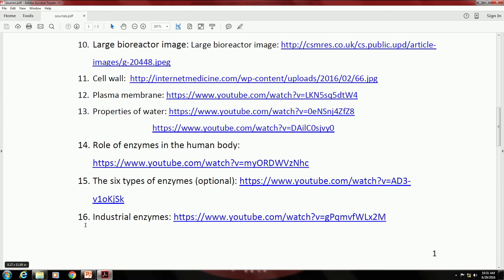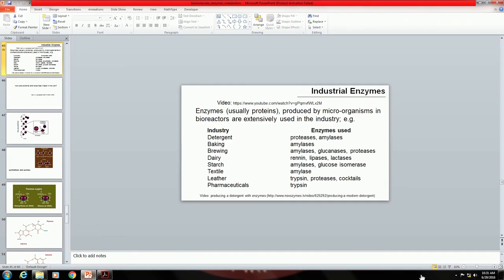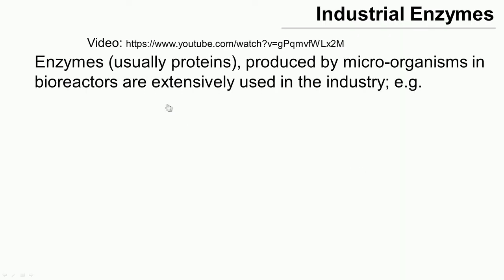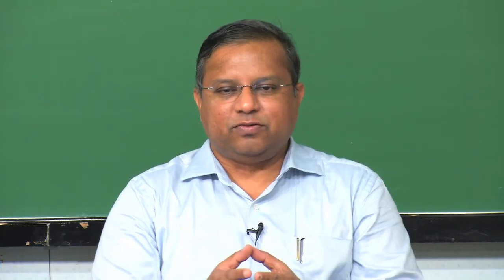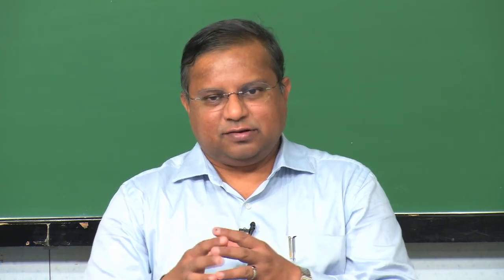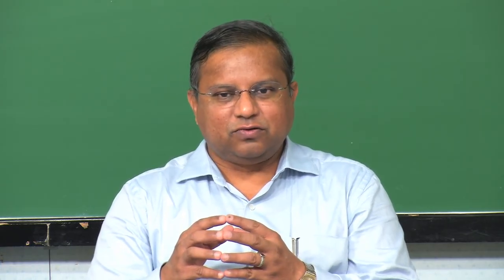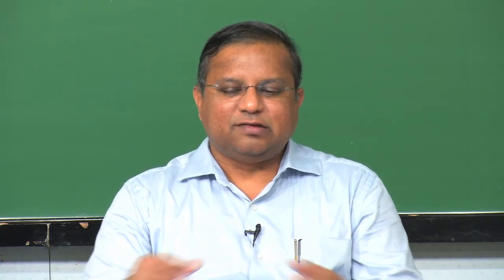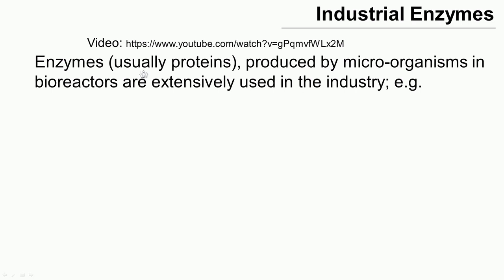For example, okay, let me just point this out to you. The industrial enzymes is video number 16. You might want to click on that and take a look at that. That is this video. Okay, please do that. Enzymes, as we said usually proteins, are actually produced by microorganisms in bioreactors, and that is pretty much the source of enzymes nowadays. Okay. Earlier there used to be other sources such as animals and so on. They are not very extensively used nowadays. Most enzymes are produced by microorganisms in bioreactors.